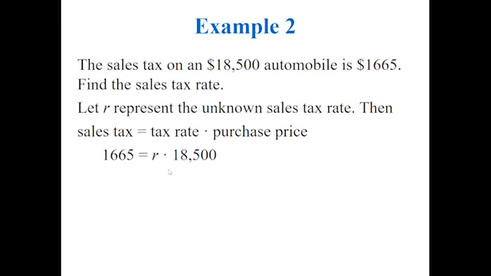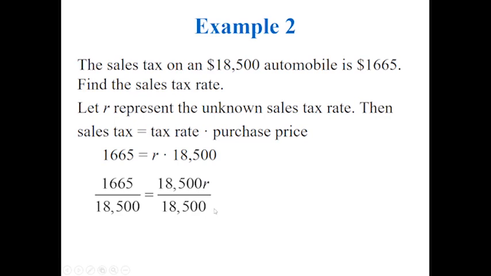We need to get the R by itself. We need to undo multiplying by 18,500. So we divide both sides by 18,500. And we get R equals 0.09. Sales tax rates are always given as percentages. So we change this back to a percentage. The sales tax rate is 9%.